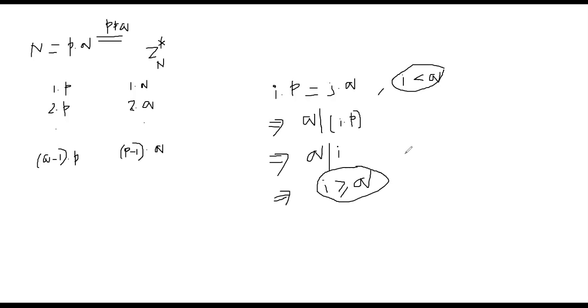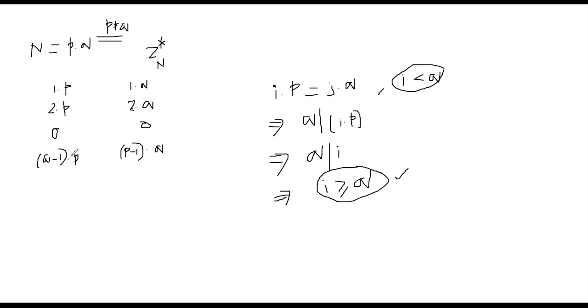That's not possible. That's a contradiction, because we assumed that there is an overlap between I dot P and J dot Q. That means there's an element here that is also present here. If that is the case, we got a contradiction. The contradiction is that Q divides I, which means I is greater than or equal to Q. That's not possible because I is less than Q, because I has to be an element from 1 through Q minus 1. So there's no overlap between these two columns.